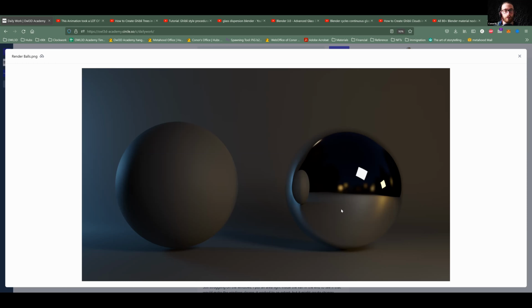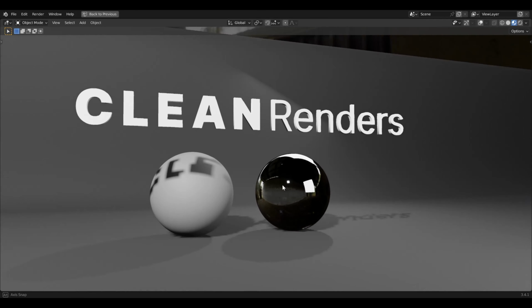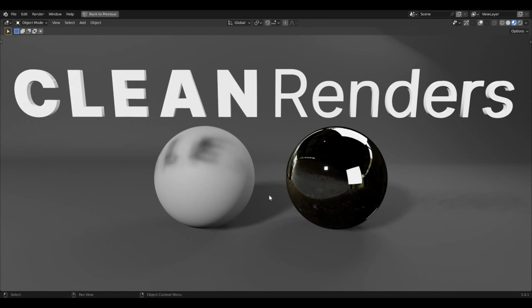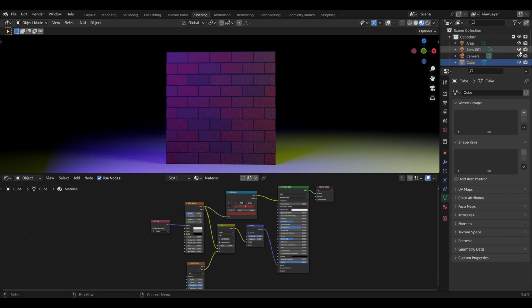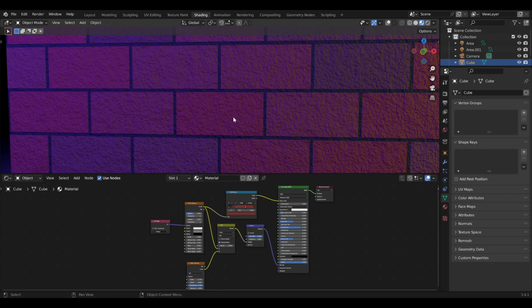This isn't a neutral environment. And the reason why a neutral look dev environment is really important is because, say I'm shading a red brick wall and I have a blue light from the left and a yellow light from the right. Well, how do I know how red this red really is in that environment?